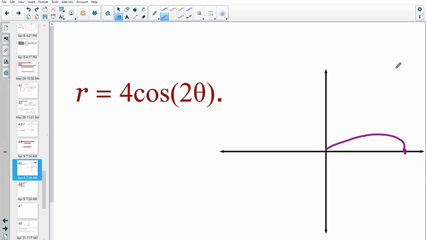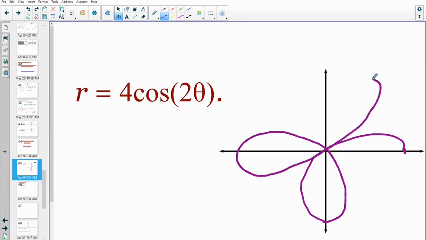For an angle of pi over 4 to pi over 2, well, double pi over 4 is pi over 2, double pi over 2 is pi, and so we're looking at cosine values between pi over 2 and pi, and those are negative values. So on this stretch between pi over 4 and pi over 2, we're going to have negative values that are going to give us the first part of that petal, and then continuing through as we go through the rest of this rotation, we'll have the rest of the petals of this graph, and we get this kind of cool looking graph, even cooler than what I'm showing you.